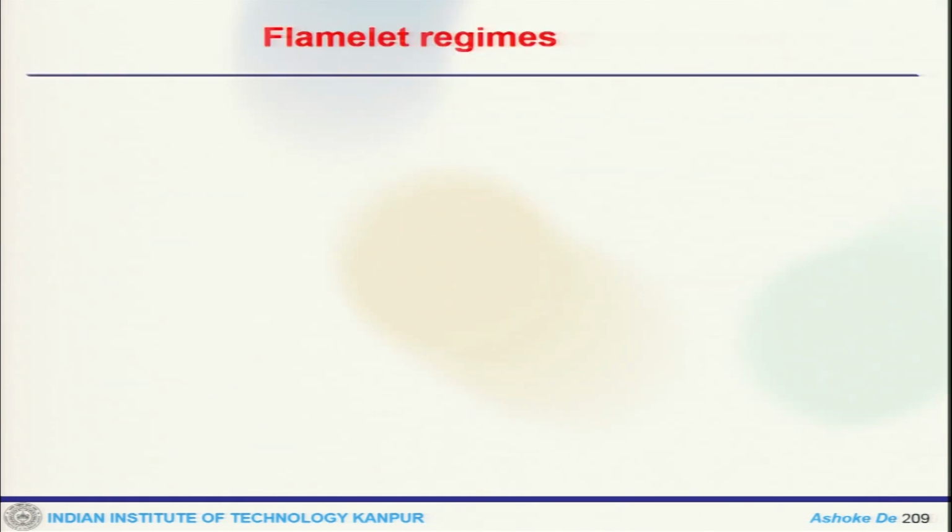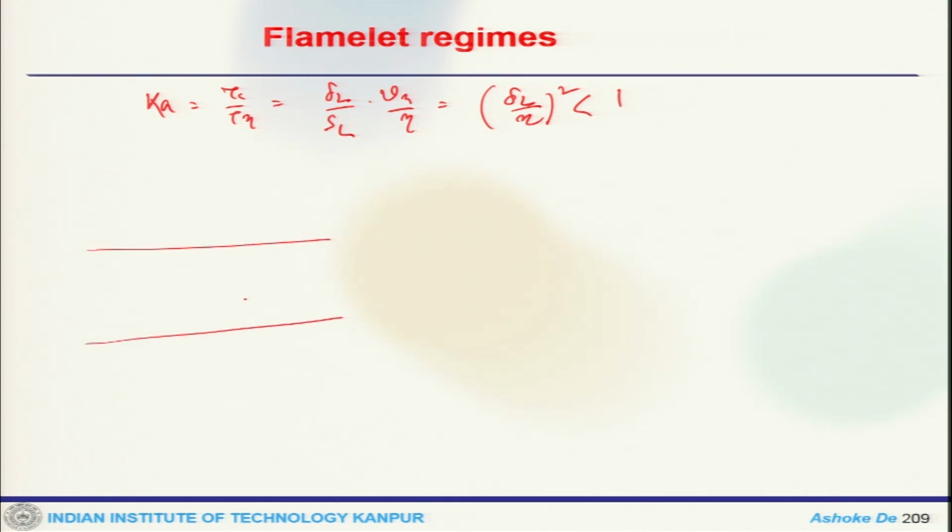Now once you come to the flamelet regime, your Karlovitz number, delta L by SL times V eta by eta, is going to be delta L by eta squared, which is less than 1. So if I plot a diagram where this is, let us say, my flame front, and this is the eddy which is going to act on it, this is the unburned side, this is the burned side.